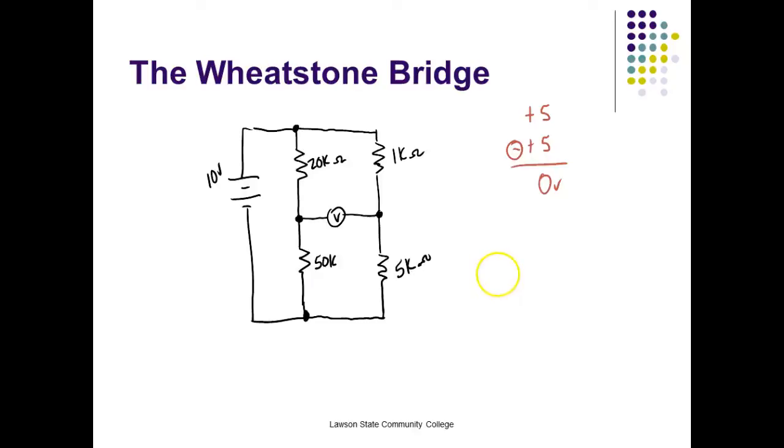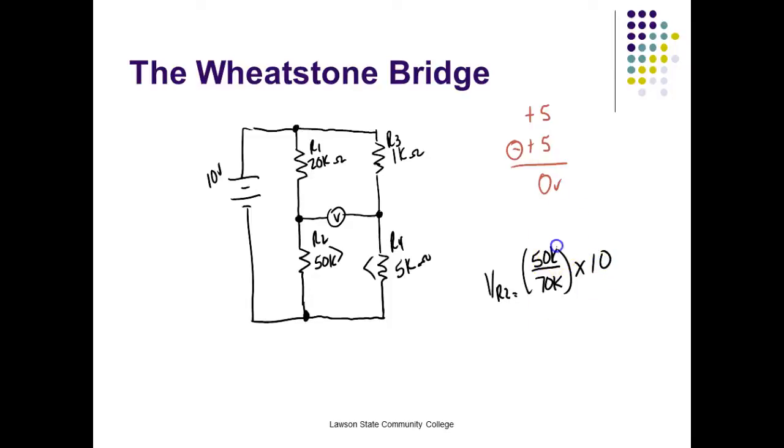So using the voltage divider formula, we say VR, so these are the two resistors we're going to reference to calculate the voltage drop across. We'll call this R1, we'll call this R2, we'll call this R3, and we'll call this R4. So I'd say VR2 would be equal to the size of R2, which is 50K, divided by the sum, which would be 70K, and then I'm going to multiply that times 10 volts.